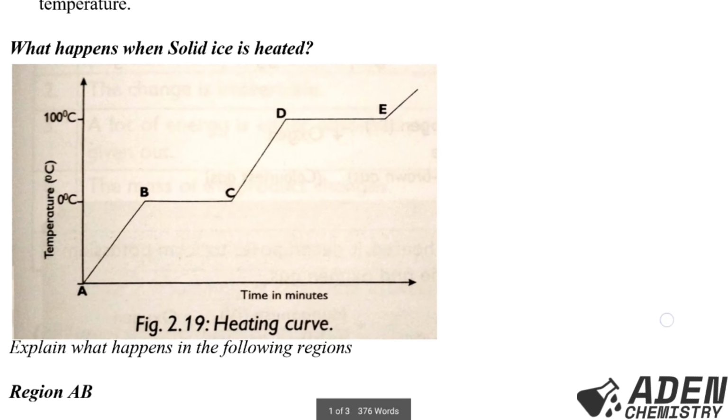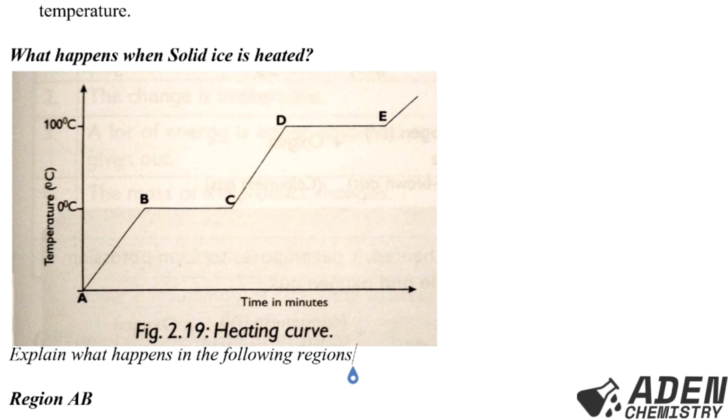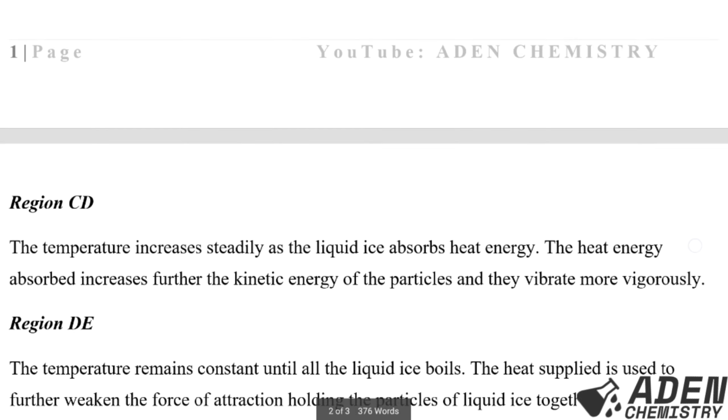So when you check the curve, in region BC and also DE, the temperature remains constant. So that means if you know how to explain region B and C, you also know that of D and E. Okay, we are going to go to the next region, that is region C and D. We are going to explain it the way we have explained region A and B. So let's just try to see. So we are going to go to C and D.